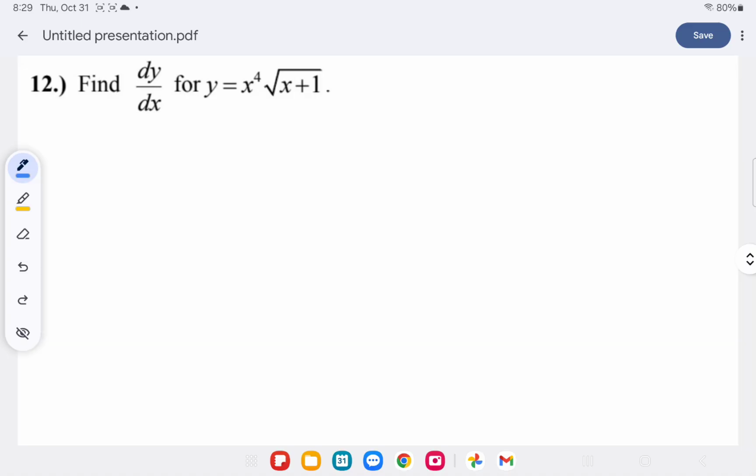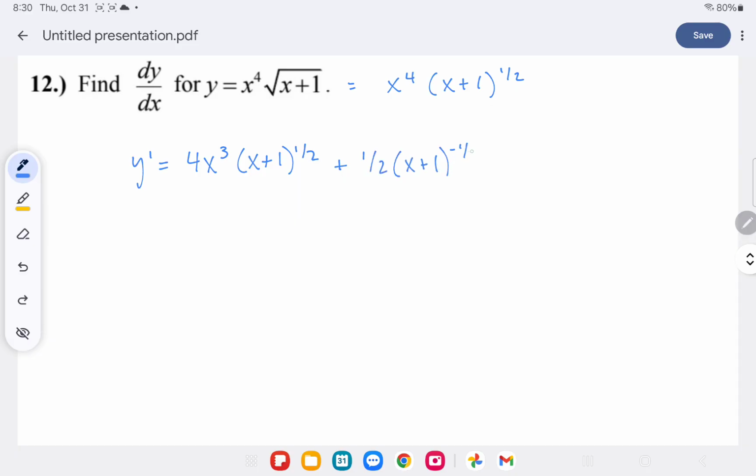Okay, we've got lots of stuff going on here. We've got the product rule. Two different functions, so product rule happening here. And we're going to have to use the power rule. No chain rule in this one, though. So let's see. Let's use the product rule. So we have the derivative of the first one is 4x cubed times the second plus the derivative of the second times the first.